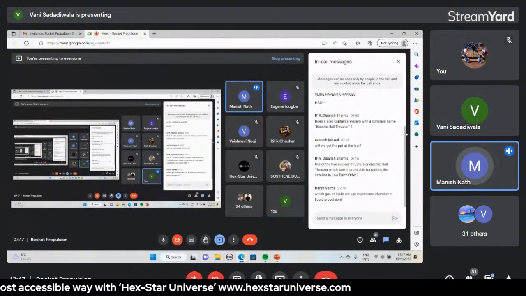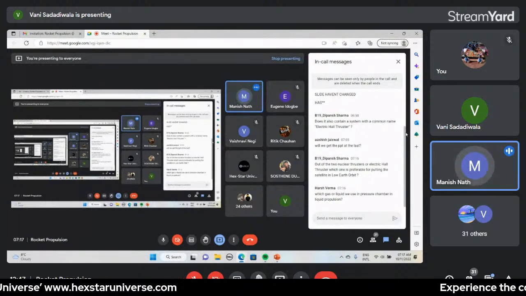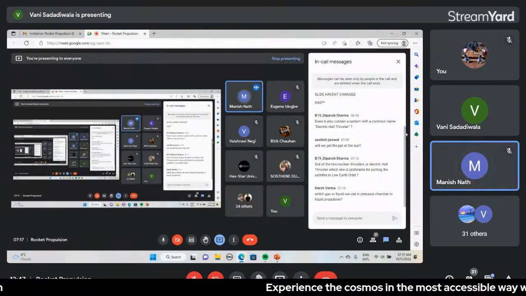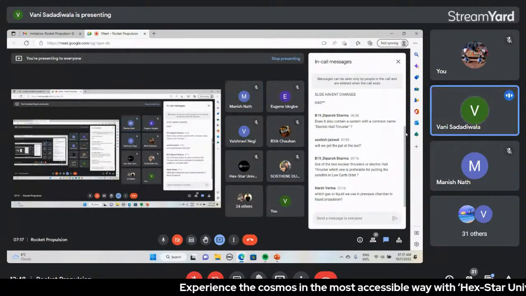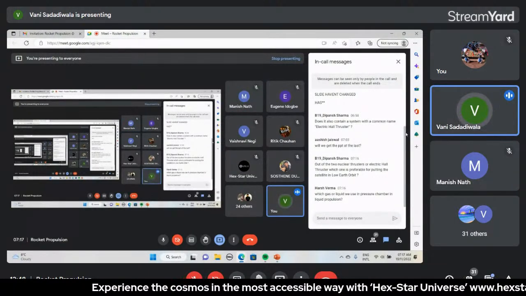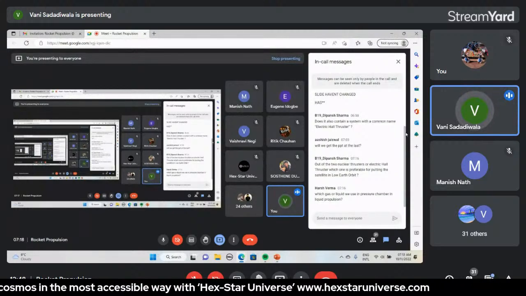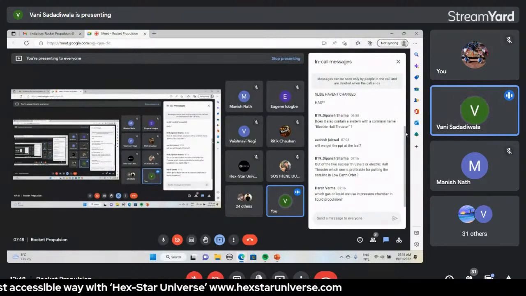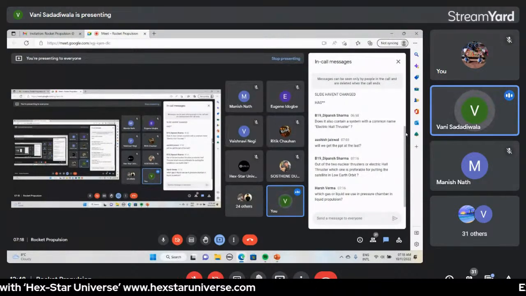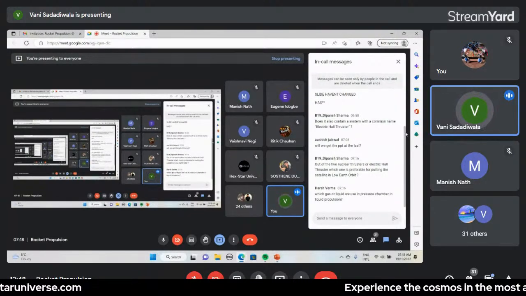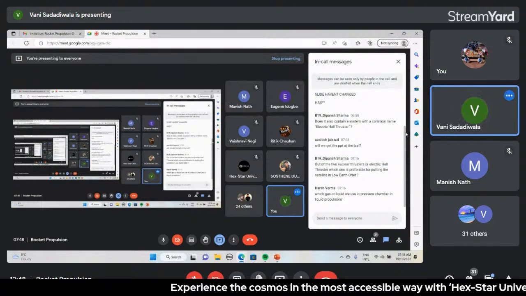Okay, so next, Harsh Verma has asked which gas or liquid we use in pressure chamber in liquid propulsion. Okay, so if you talk about the liquid propulsion, both the types of category are generally of the liquid matter. It means that if you are using the liquid oxygen as a part of oxidizer, you can use kerosene in terms of fuel, which is in the liquid matter.